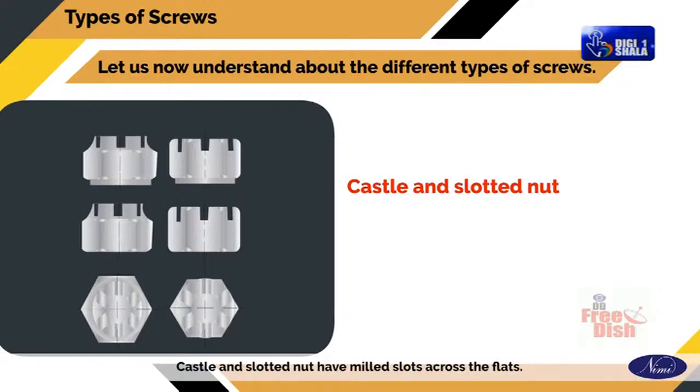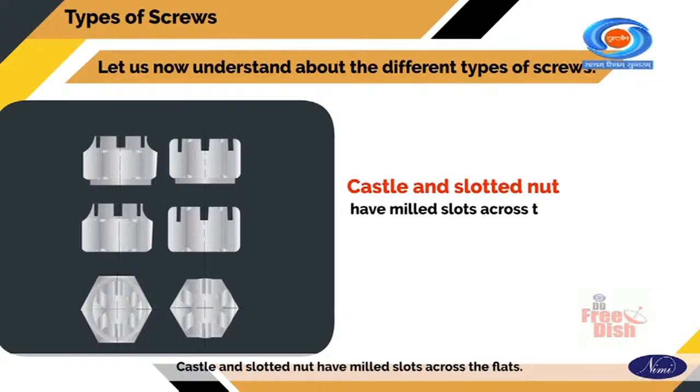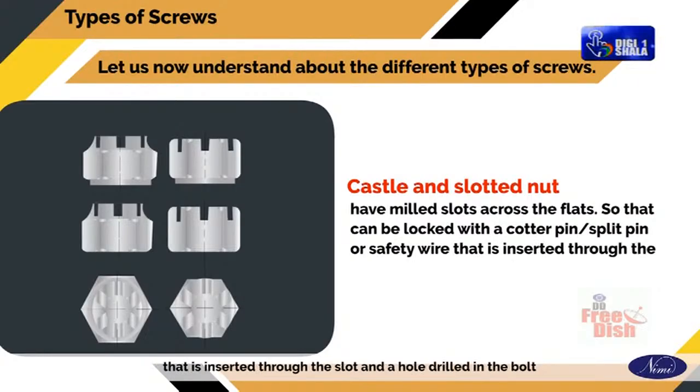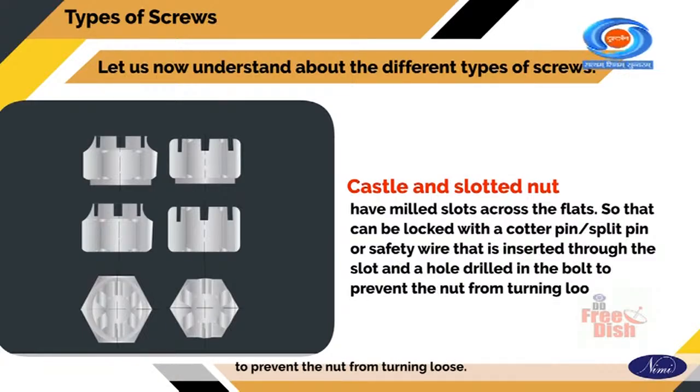Castle and slotted nuts have milled slots across the flats, so that they can be locked with a cotter pin or split pin or safety wire that is inserted through the slot and a hole drilled in the bolt to prevent the nut from turning loose.